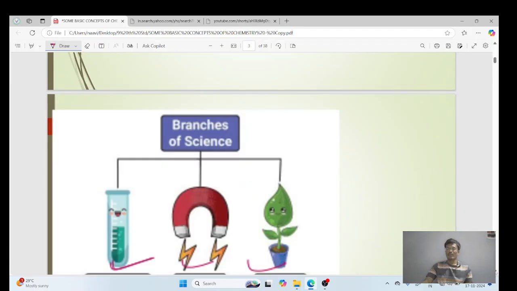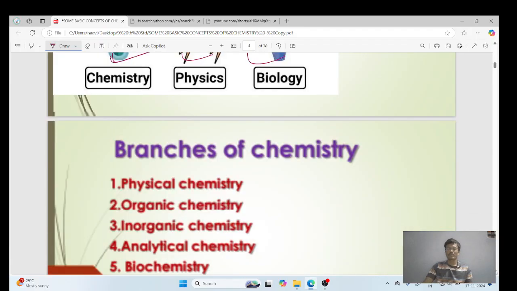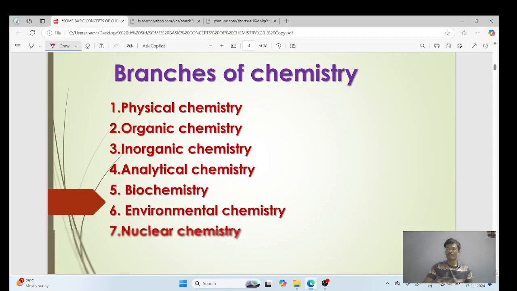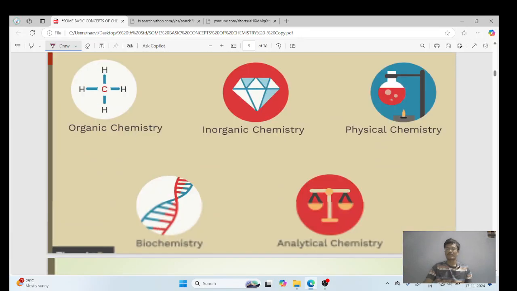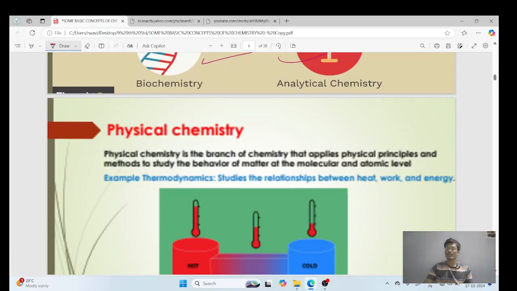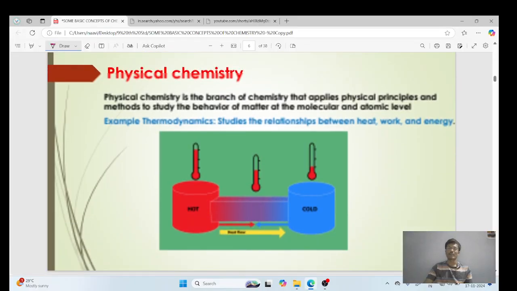Now we move on to the branches of chemistry. The branches of chemistry are physical chemistry, organic chemistry, inorganic chemistry, analytical chemistry, biochemistry, environmental chemistry and nuclear chemistry. On this other slide: organic chemistry, inorganic, physical, analytical and biochemistry. These are the important branches of chemistry.